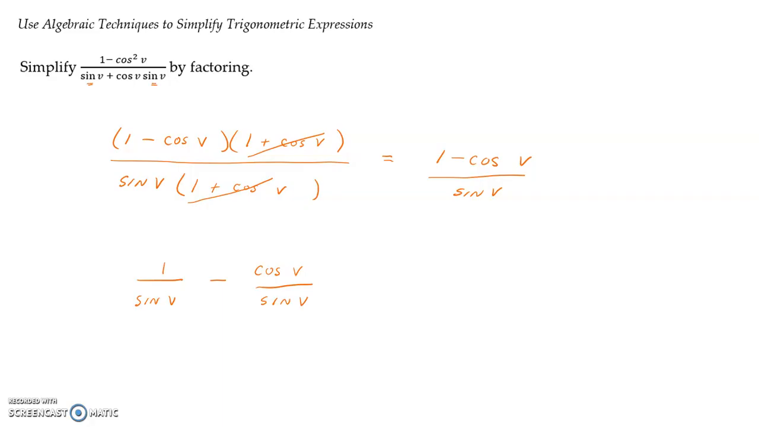Okay, let's go ahead and use our identities to simplify each of these pieces. 1 over sine of v is the same thing as cosecant of v, and cosine of v on top over sine of v on the bottom is the same thing as cotangent of v. So this will end up being our final answer for this problem.